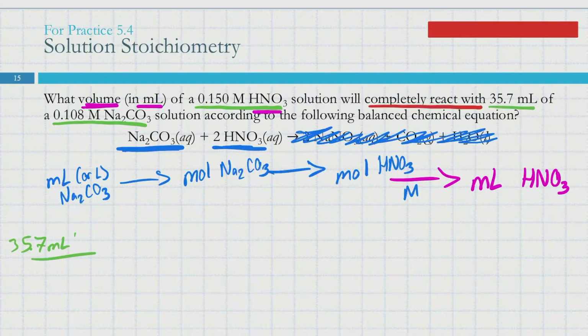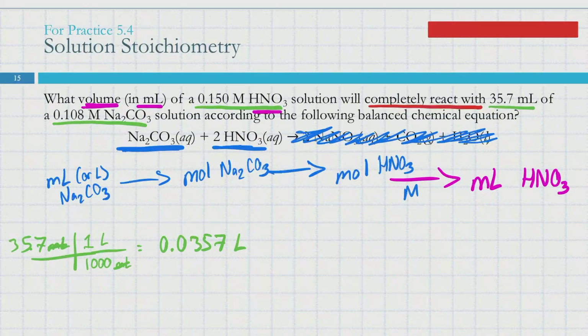To turn this into liters, we divide by 1,000. There are 1,000 milliliters in 1 liter, or 1 milliliter is equal to 1,000th of a liter. So 0.0357 liters. Now we've got liters. We've got molarity.